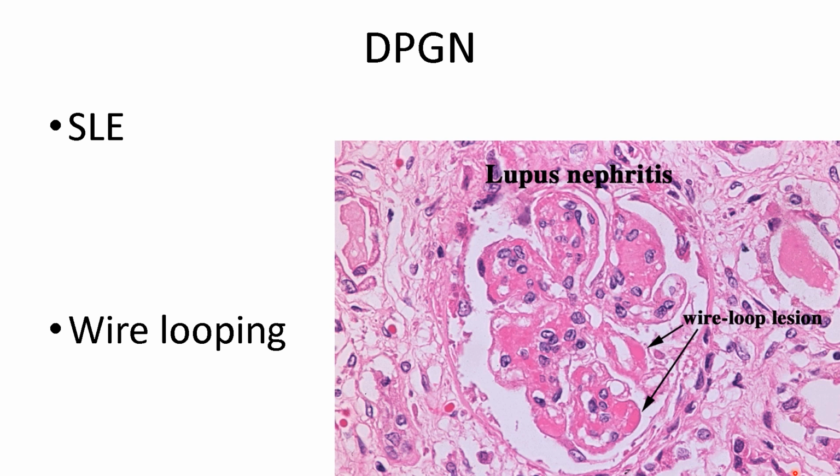Nephritic syndrome. So, you can find here as well the wire looping here and here as well. Some here, okay? Wire looping of the capillaries on the light microscopy.